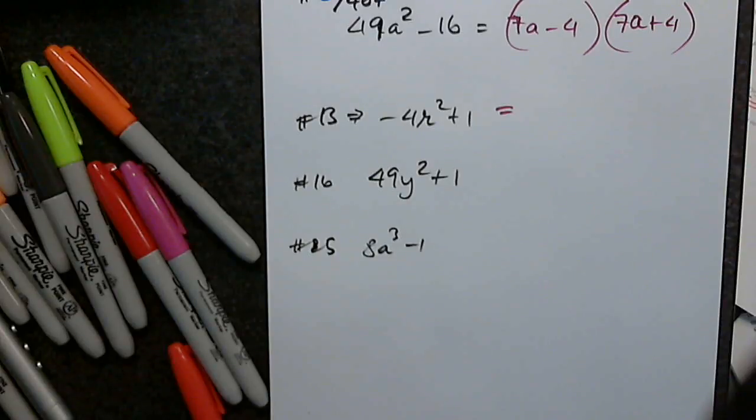13. Negative 4r squared plus 1. First question, what is it? Binomial. I know I sound like a broken record, but it's the only way. Is it in descending order? Yes. Negative leading coefficient? Yes. Greatest common factor? No. Very good.